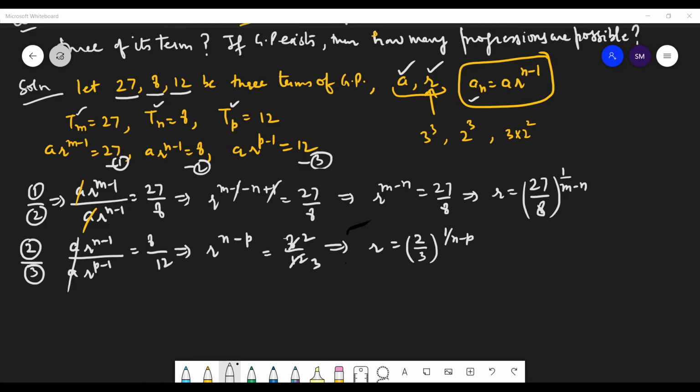What do you get, students? 2n minus 3p plus m is equal to, what do you get here? 4n minus 3p minus m. Is there some problem? Sir, can you please explain how this exponent gets cancelled?